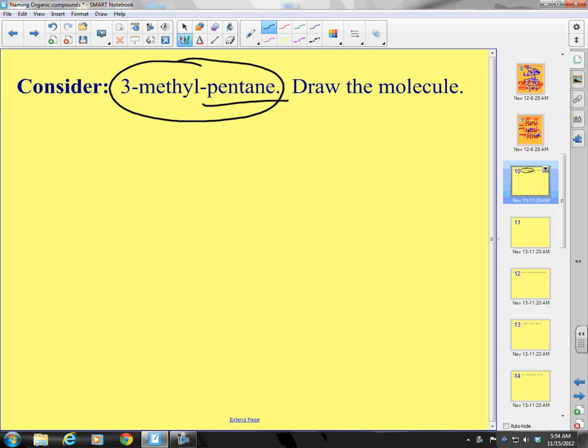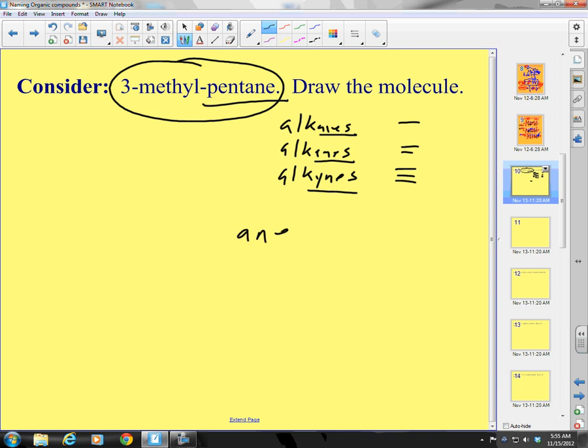Remember, last time we said there are 3 types of hydrocarbons: alkanes, alkenes, and alkynes, right? And we said that alkanes have all single bonds, alkenes have a double bond between the carbons, and alkynes have a triple bond. And we learned that when we name these, we have a suffix and a prefix. And the prefix tells me the number of carbons, right?